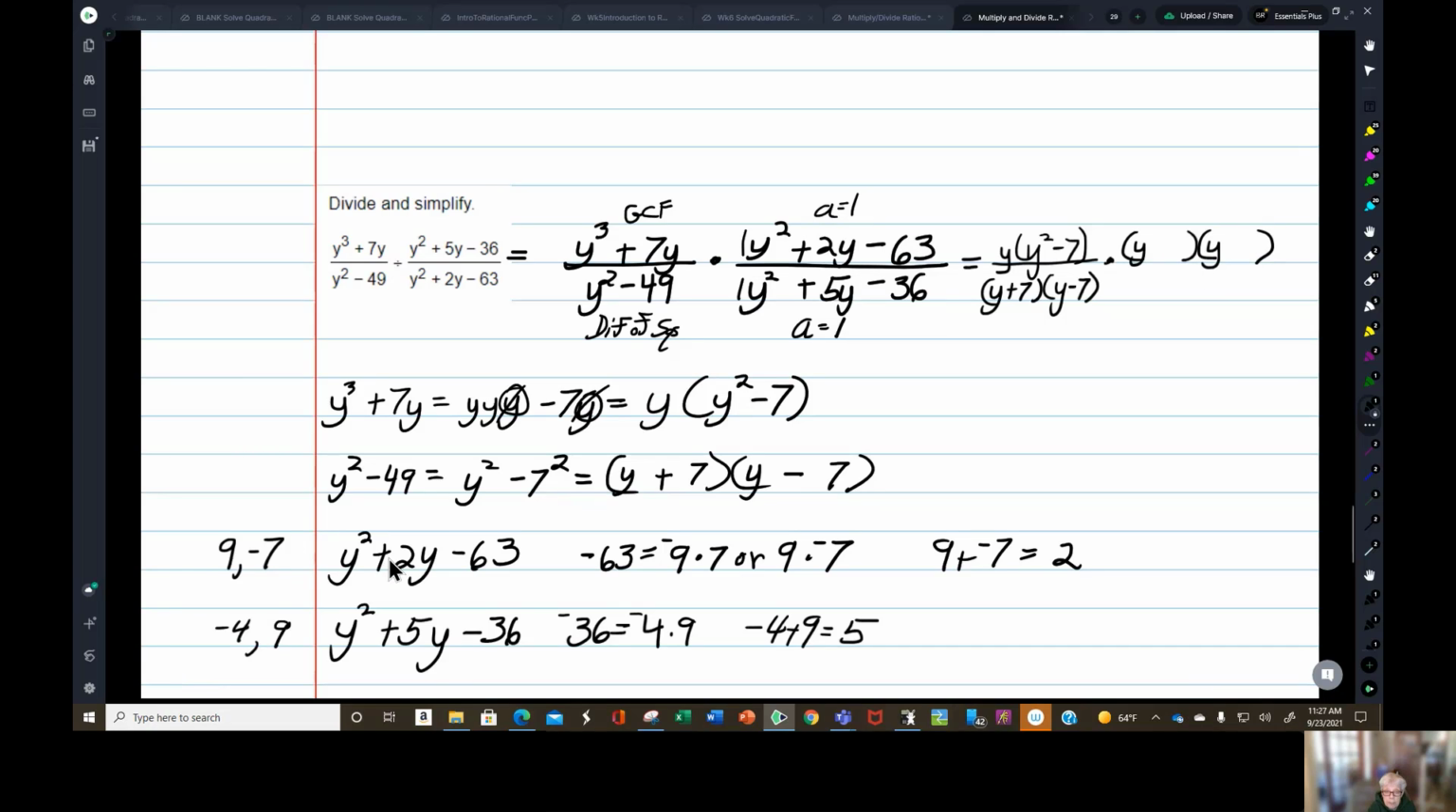And now, y squared plus 2y minus 63, I'll be using positive 9 and negative 7. So plus 9 minus 7 over y, okay, negative 4 and positive 9, minus 4 and plus 9. And there is our factoring, and I go back over it just to make sure.